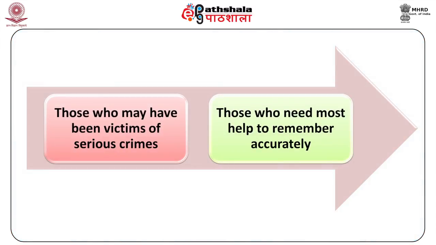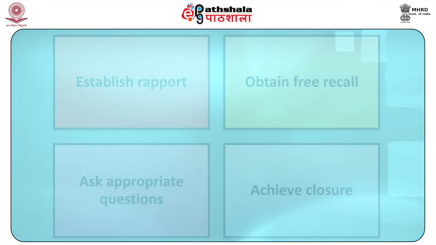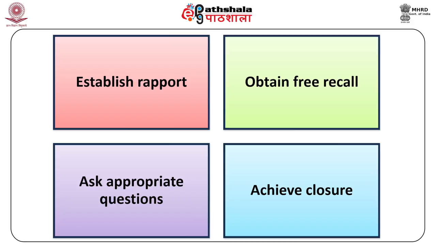Many countries have taken steps to improve the interviewing of witnesses, especially A. those who may have been victims of serious crimes, B. those who need most help to remember accurately. Researchers from several countries seem to agree that interviewing a witness should include a series of sequential phases that could be described as: first, establish rapport; 2, obtain free recall; 3, ask appropriate questions; and 4, achieve closure. Following these phases makes it easier to assist the witness to tell the interviewers about what may have happened.